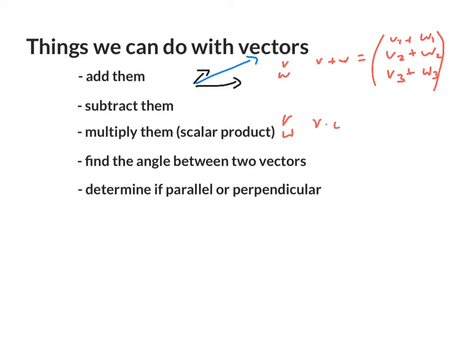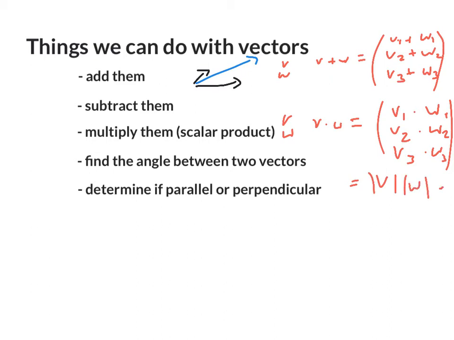v times w is equal to what we might expect, v1 times w1, v2 times w2, and v3 times w3. But this can also be written as the product of the magnitudes times, and this is important here, the cosine of theta. If I can just write this, the cosine of theta.